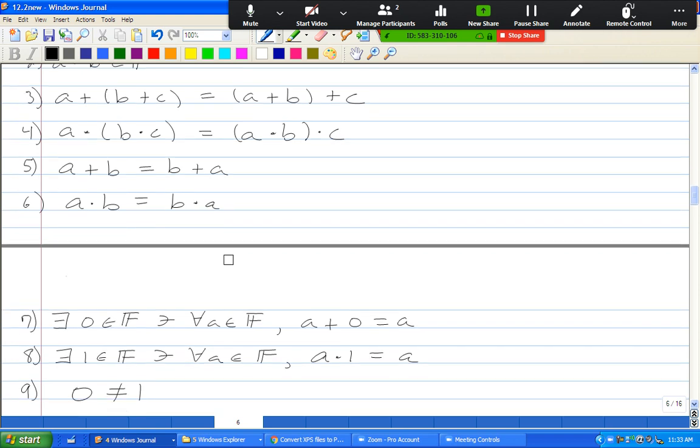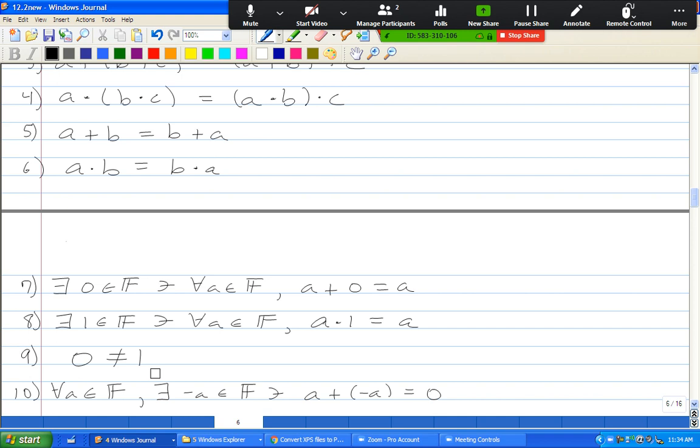Let me assume that the additive identity is not the same as the multiplicative identity. Otherwise, your field will be very small. It'll only involve the number 0. So let's make an assumption so that our fields have more than one member.